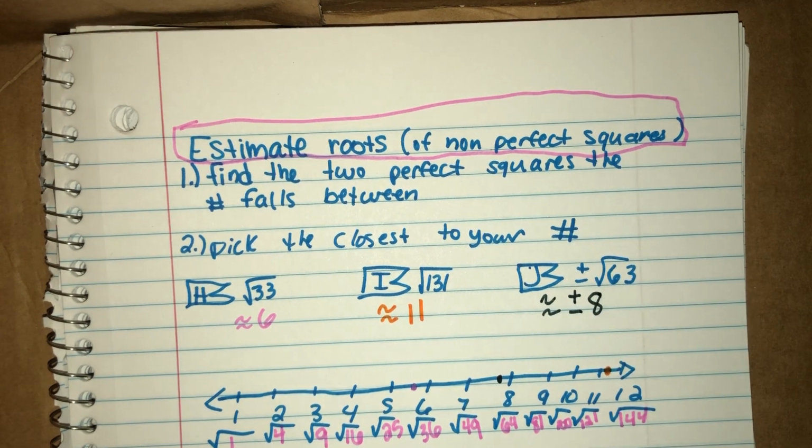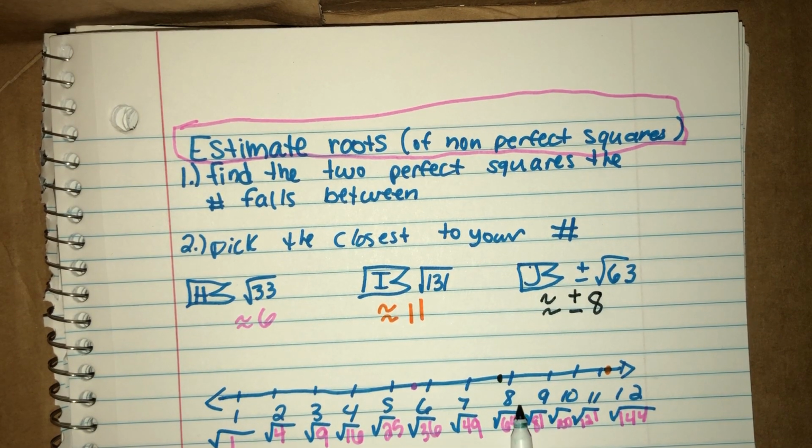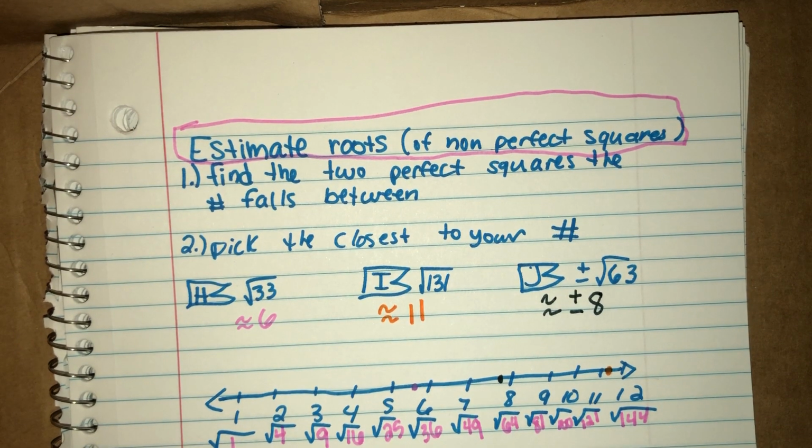That means approximately. So essentially you find what square roots it falls between and then you say what number is closer. And that is it for those.